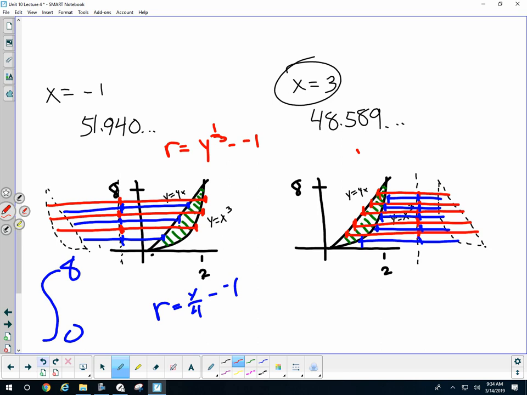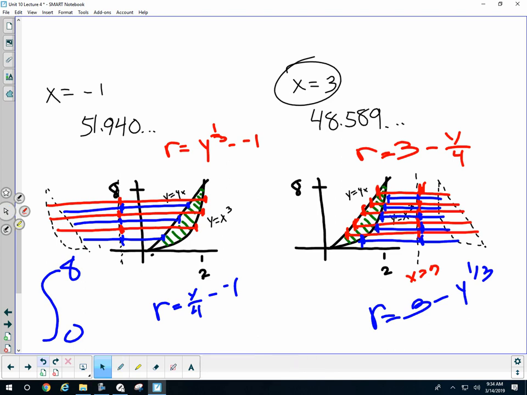The red radiuses are now 3 minus y over 4. Here's x equals 3. Here is x equals y over 4. My blue radiuses are now 3 minus the cubed root of y. 3 minus cubed root of y.